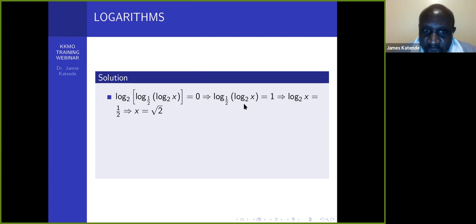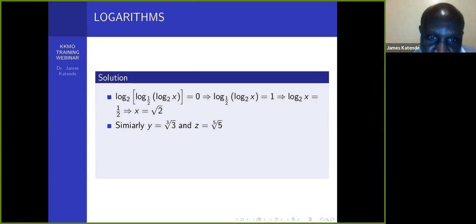So now this is a logarithmic form. If you convert this to index form, then you'll get x must be equal to 2 raised to a half, so the square root of 2. Does that make sense? So using the same ideas, you will find that y will also be equal to the cube root of 3, and z is equal to the fifth root of 5.